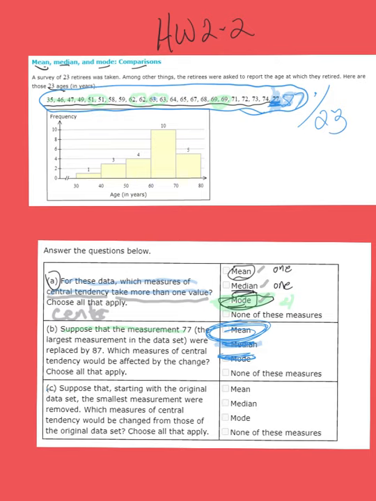And then let's go to the last one. Suppose that starting with the original data, the smallest measurement were removed. All right, so we're taking a number out. Which of these measures of central tendency would be changed? Okay, so let's think about that a second. Let's get rid of some of this.